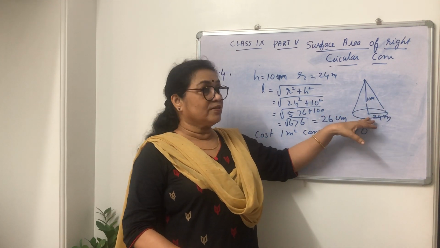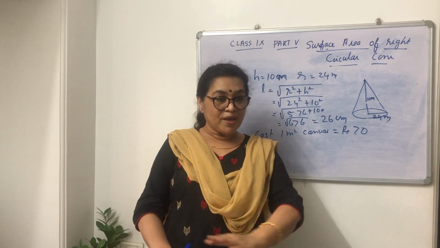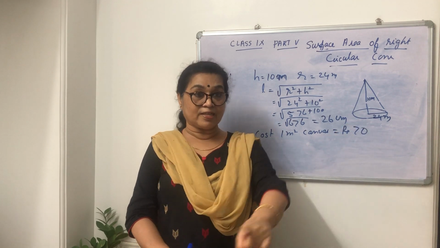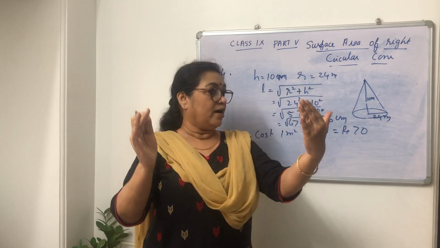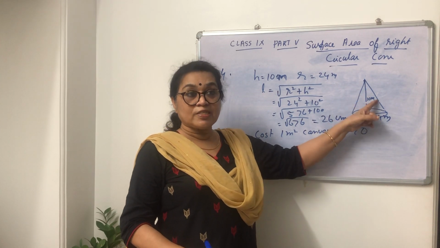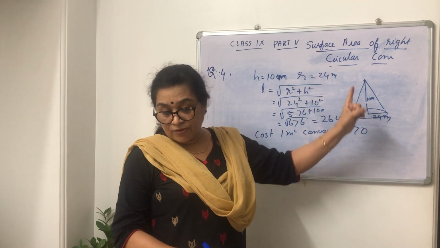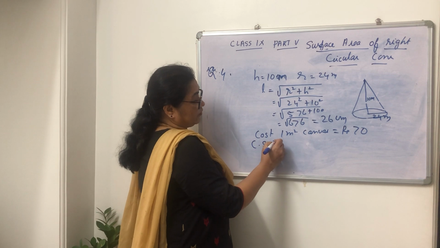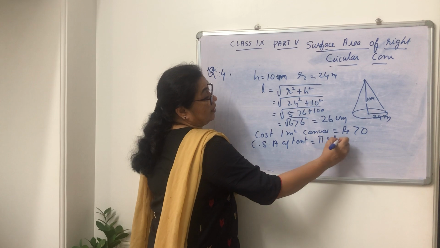You know this tent is normally made like this. You must have seen it. The base is the ground, so there won't be any base for this. Canvas is used only for making the curved surface area. So to find the area of the canvas required for this tent, you have to find out the curved surface area of the tent. Therefore, first you have to find the curved surface area of the tent, that is pi RL.